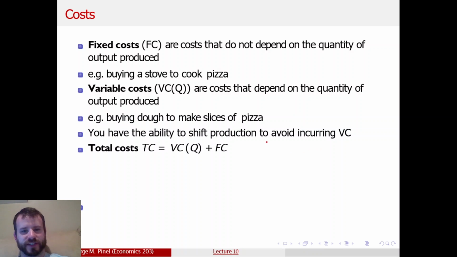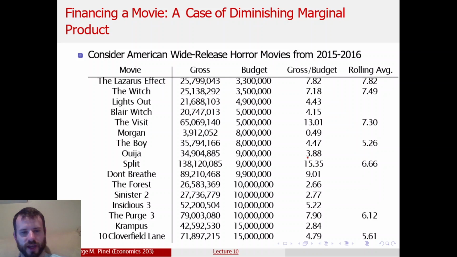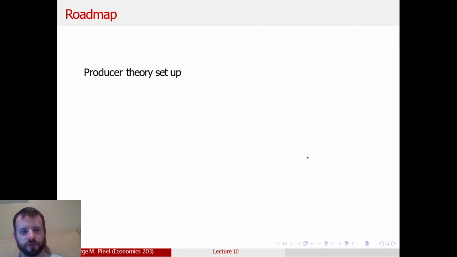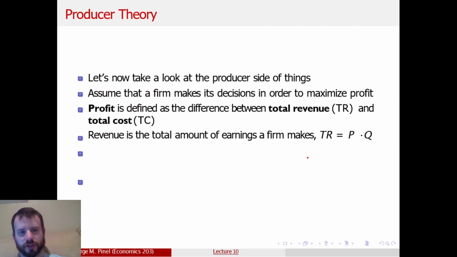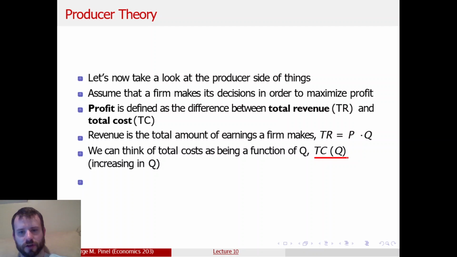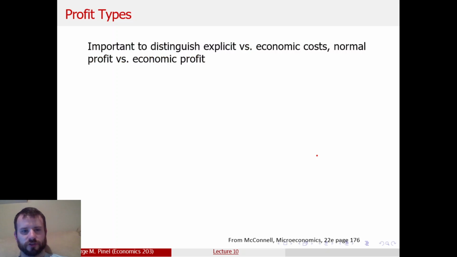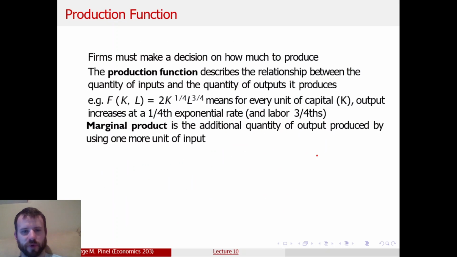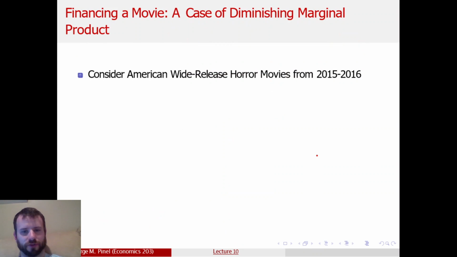And remember when I did that TC of Q earlier? I did that function TC of Q back in the day. Well, I deliberately left it vague so that I could flesh it out later. Okay, so TC of Q can be broken down into its component pieces.